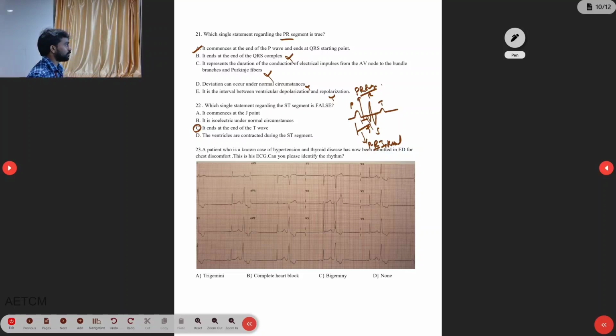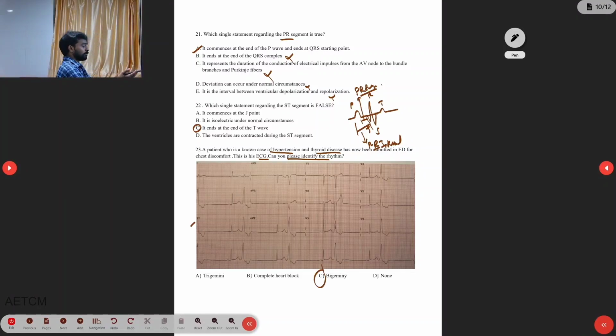A patient who is a known case of hypertension and thyroid disease has now been admitted in ED for chest discomfort. This is the ECG. Can you please identify the rhythm? Option A is trigeminy, option B is complete heart block, option C is bigeminy, and option D is none. As usual, you take lead 2 as your rhythm strip, and the correct option for this 23rd question is C, that is bigeminy.